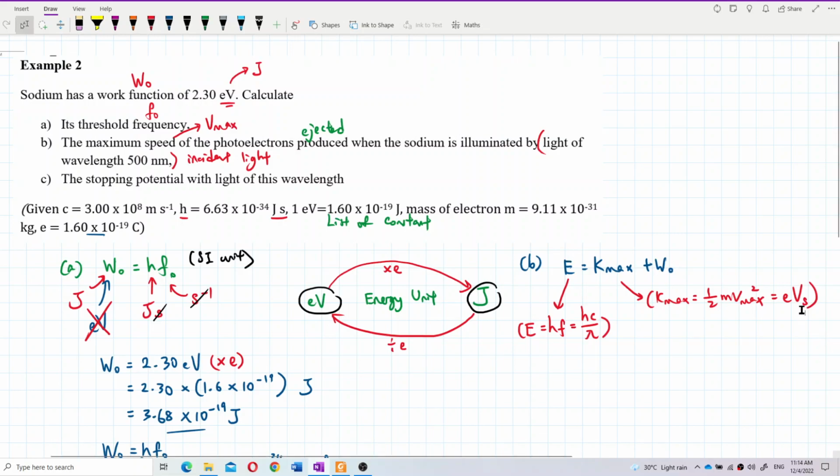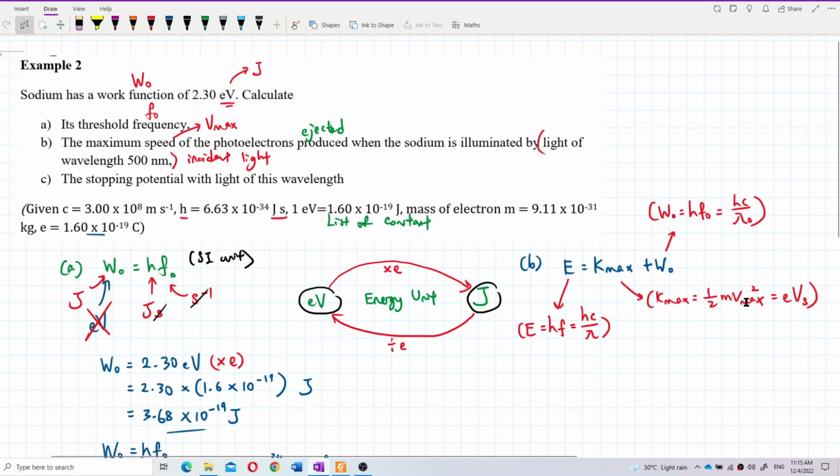And then of course W naught is hf naught or hc over lambda naught. So from this work function here, you can find the threshold frequency, and you also can find the threshold wavelength. I can find it from W naught here. Vmax you can find from the maximum kinetic energy, from Kmax here.